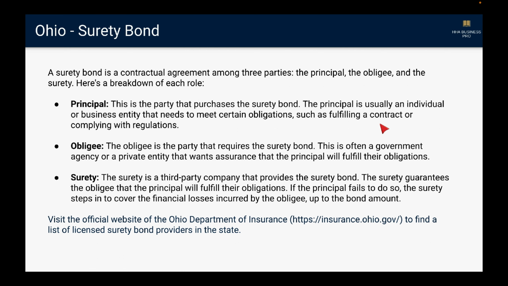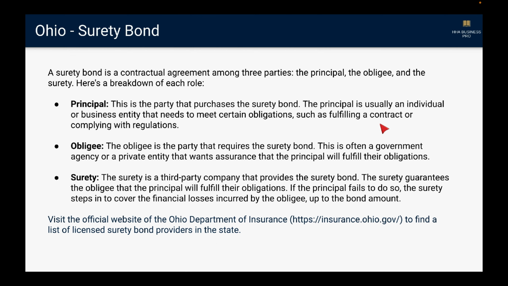A surety bond is basically a contractual agreement amongst three parties. The three parties are the principal, the obligee, and the surety. The principal is usually an individual or the business, obviously. The obligee is the party that requires the surety bond. In this case, that'll be the state of Ohio. The surety is the third-party company that provides the surety bond.